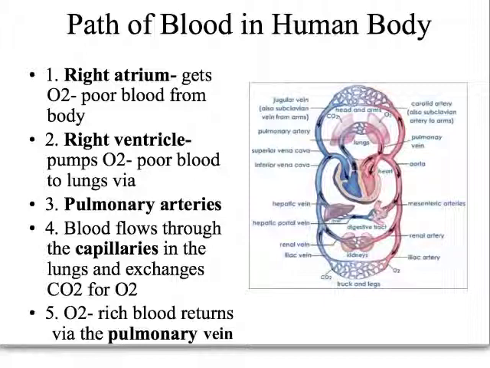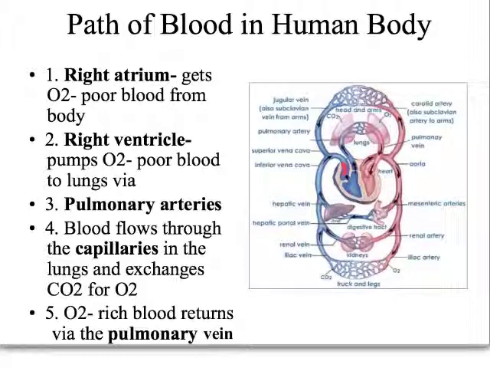So what we're going to do is talk about the path of blood in the human body. And we're going to start where it starts in the heart. So we're going to start with the right atrium. Okay, so the right atrium is here. I'll put a little number 1 right there.